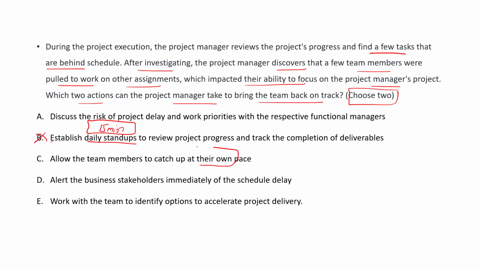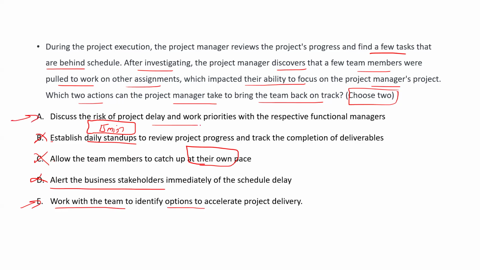And you will never go right. You will never proceed as per plan. So it can never be the correct answer. And alerting the business stakeholders, you did not find anything, so it cannot be the correct answer. So the correct answer is work with the team. Don't just let them work alone. Work with the team to identify options.